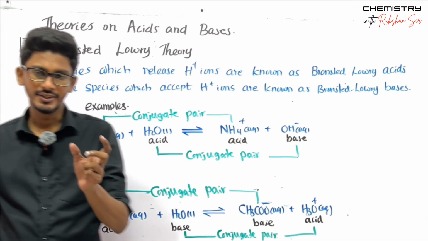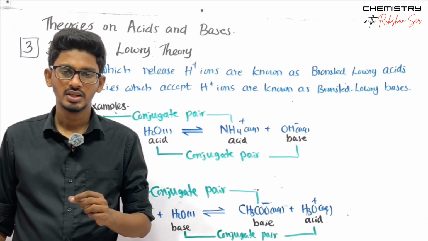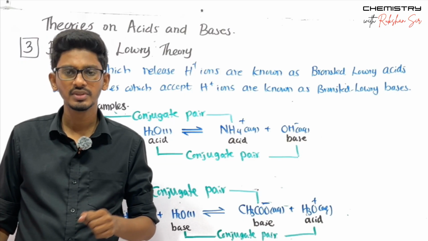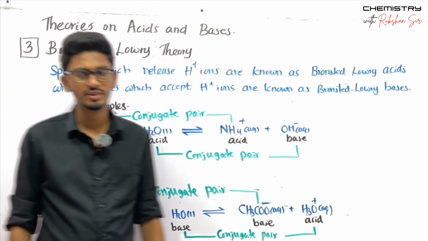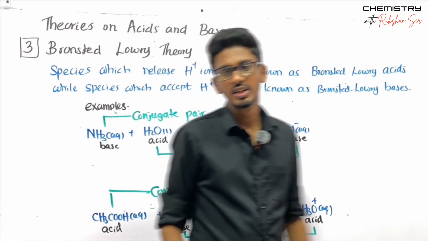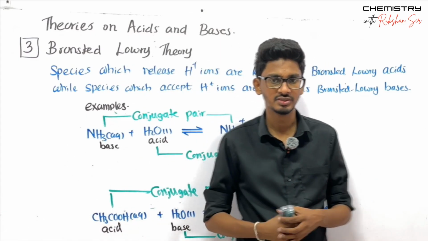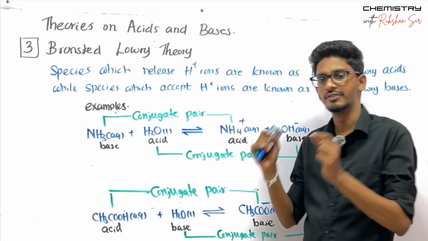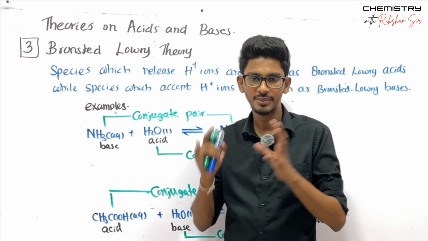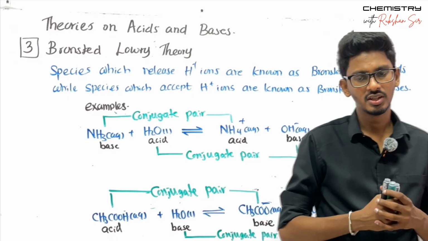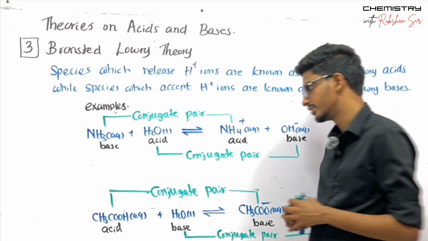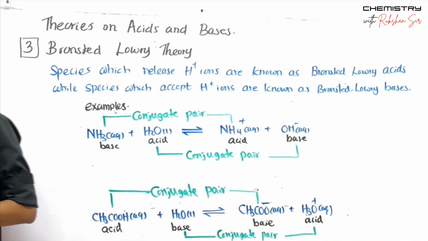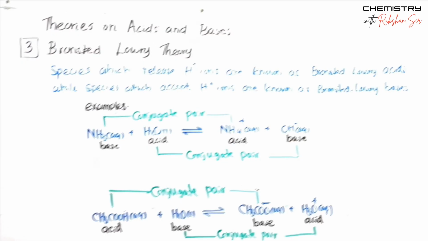If only a difference of H plus ion appears between the two chemicals, then such a pair of chemicals can be referred to as a conjugate pair. That is the definition. If only a difference of just a H plus ion appears between two chemicals, two species, such a pair can be referred to as a conjugate pair. That is clear?